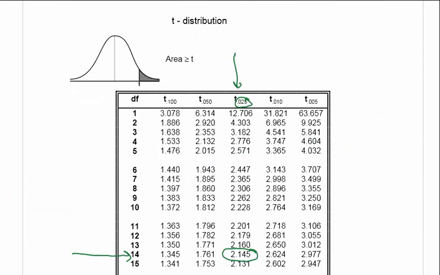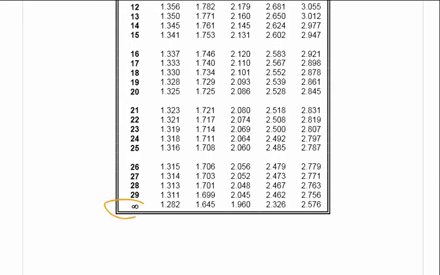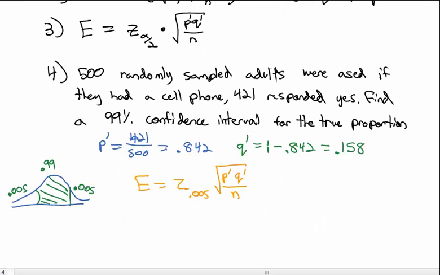Let's go to our table. Let me erase off the other problem here. We want 0.005 in each tail. That's the last column. And the z's are the same as infinity. So our z value we're going to use is 2.576. 2.576.